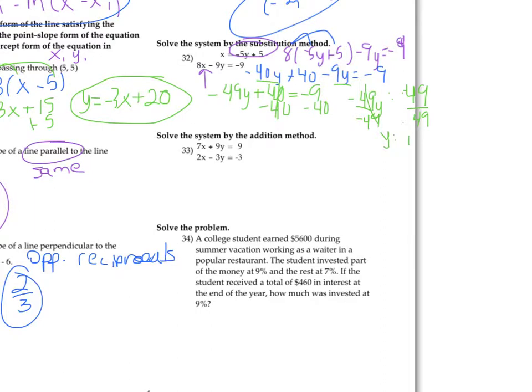And then once we have y, we want to plug it back into that first equation. x equals negative 5 times y, which is 1, plus 5. So if we figure that out, that's 0. So our answer is the point 0, 1.